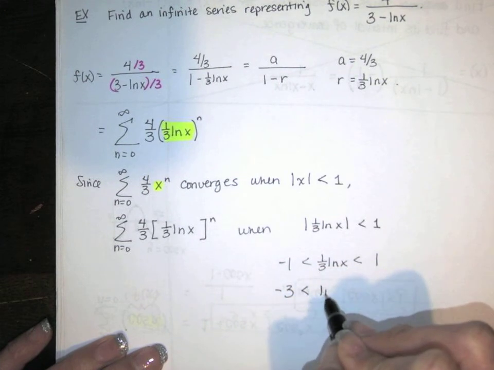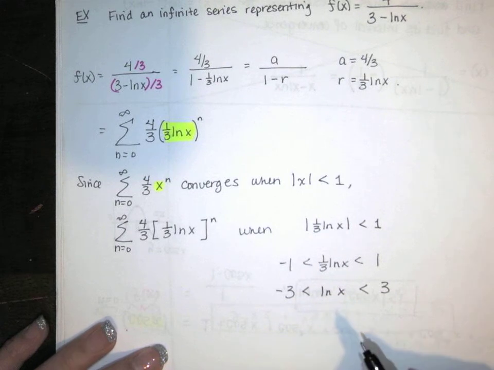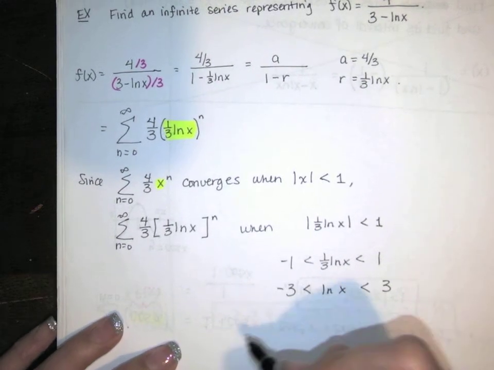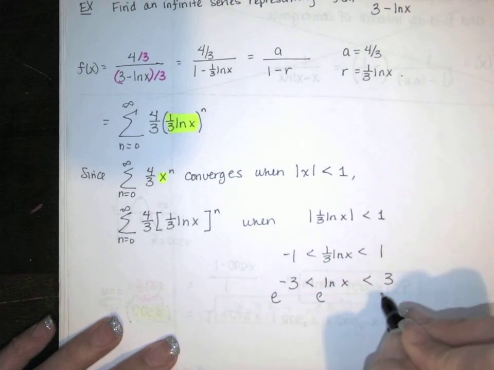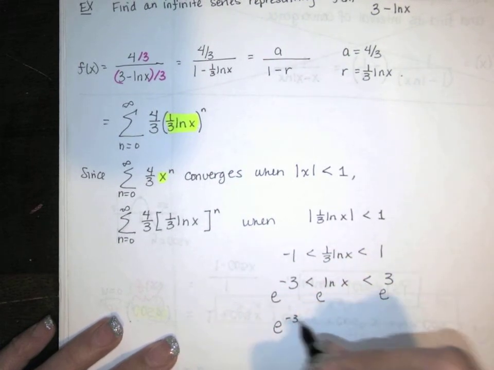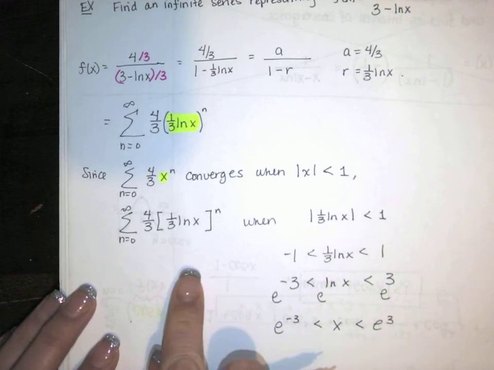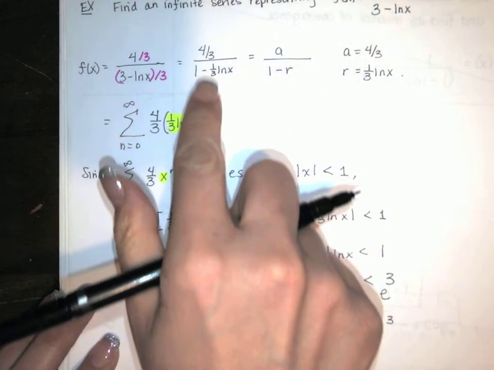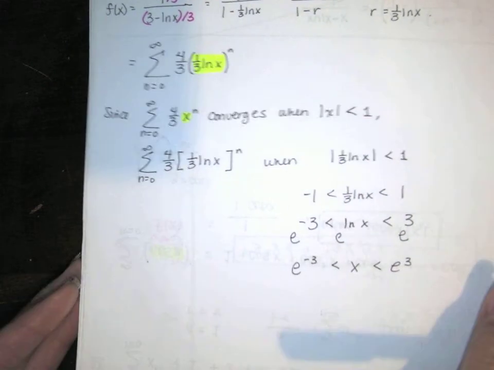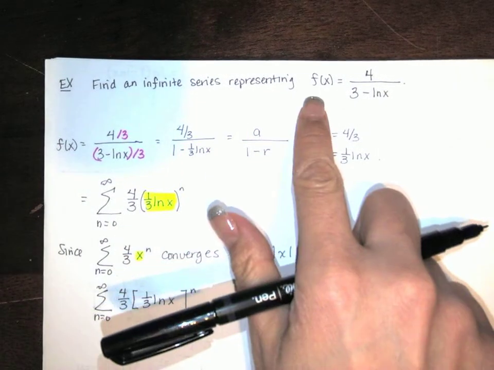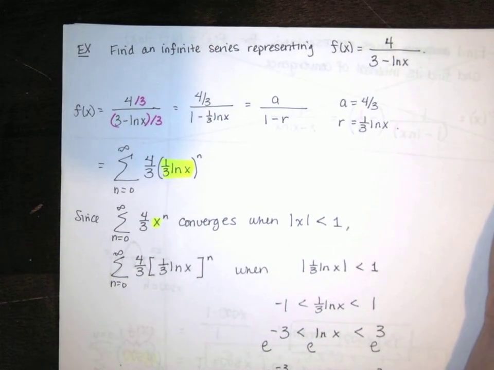3 times that 1/3 will just give us a natural log of x there. And then to get rid of this natural log of x in the middle, I'm going to exponentiate, because e and natural log are inverse functions, they undo each other. So we get e to the negative third is less than x, which is less than e cubed. So this converges, and it actually converges to this function here under those conditions. So what did the question ask us to do? It asked us to find an infinite series representing this, and we did. And usually we want to also find its interval of convergence.